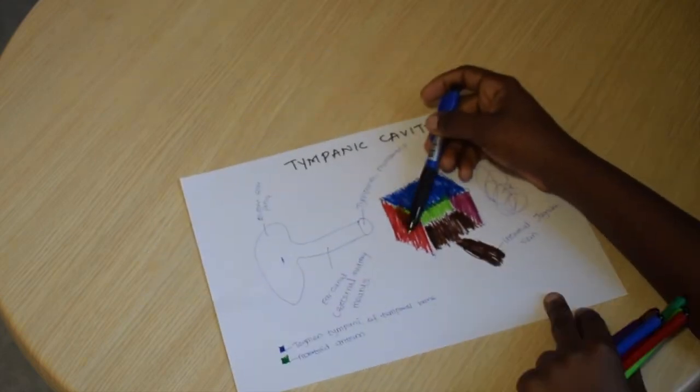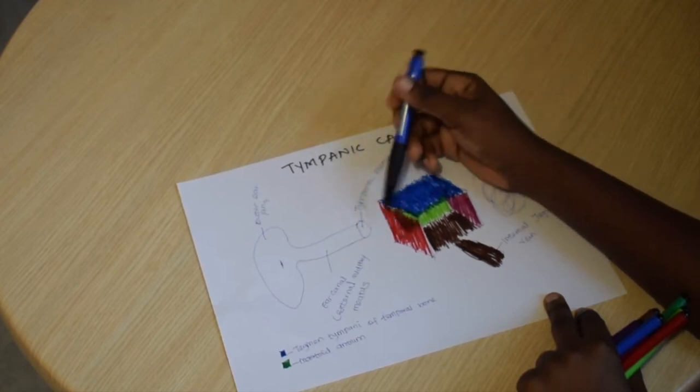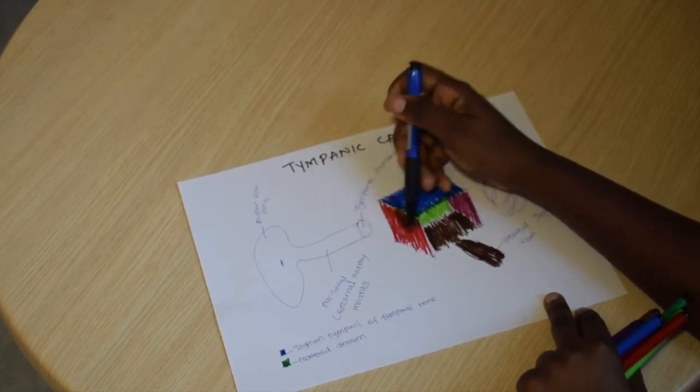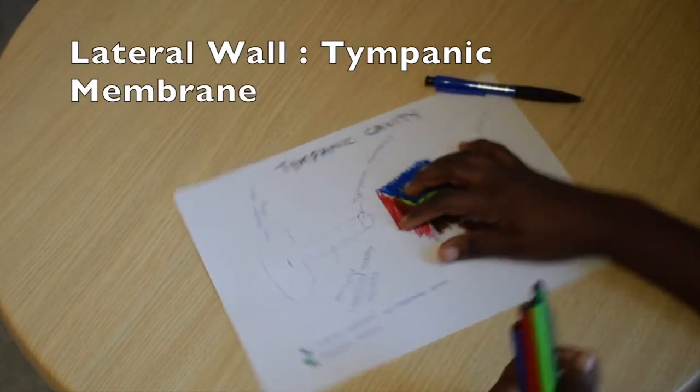This is the lateral wall. So what is beside this lateral wall? It is the tympanic membrane. Don't mind my drawing, it's supposed to be closer to it. So it's the tympanic membrane that is the lateral wall.